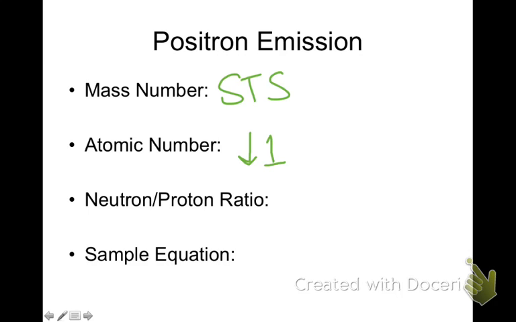And I'm going to skip over to a sample equation so we can see what happens to the neutron-proton ratio. So if I have magnesium, I want to use black for this. If I have magnesium 23 and its atomic number is 12 because that's magnesium. First I'm going to write my positron, and I want you to write that in your color. So that's e, 0 and +1.